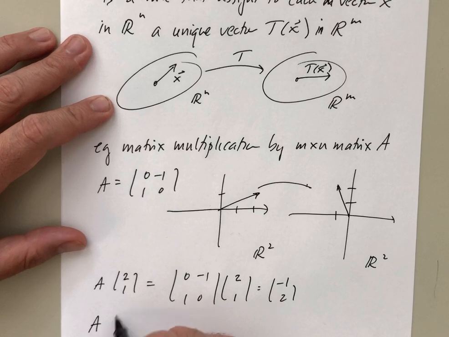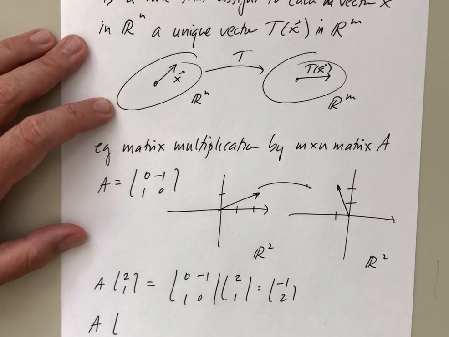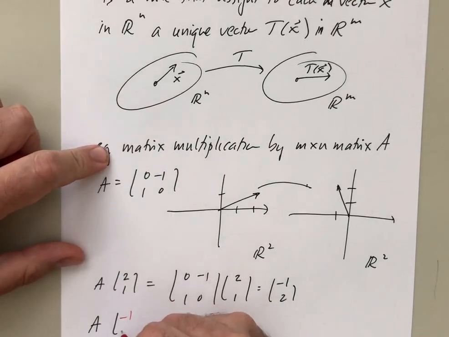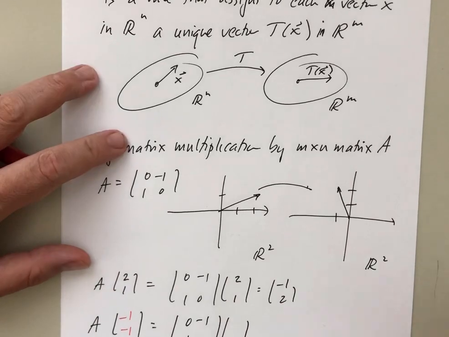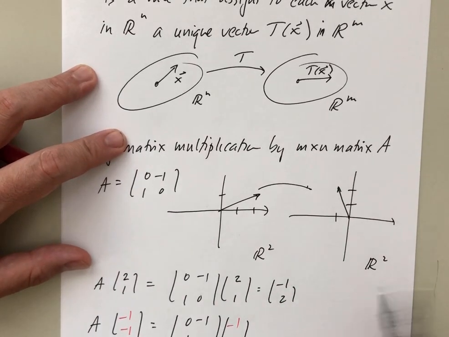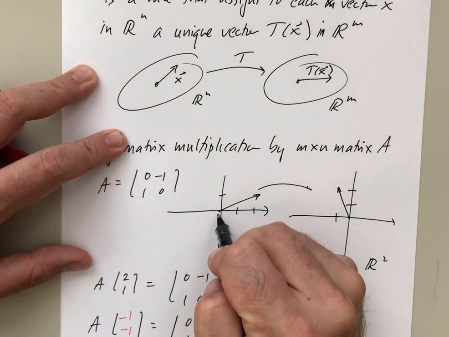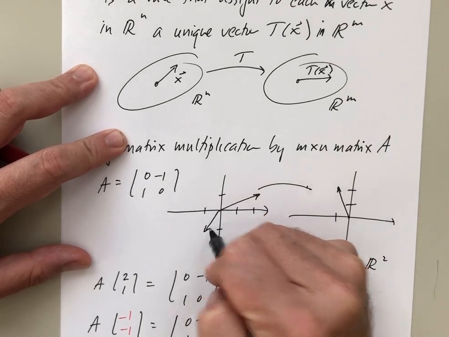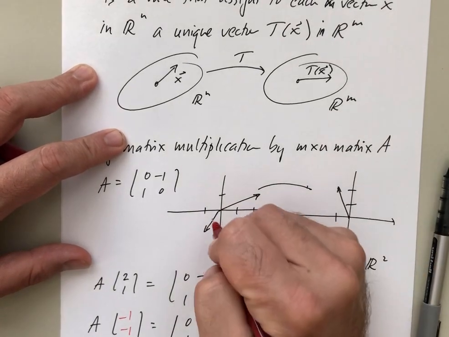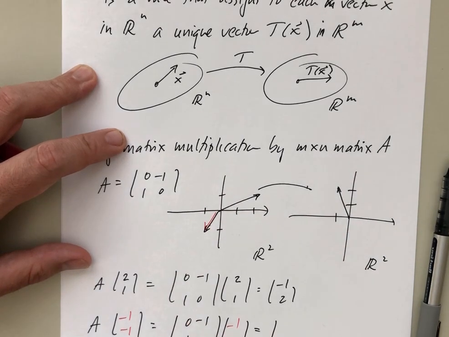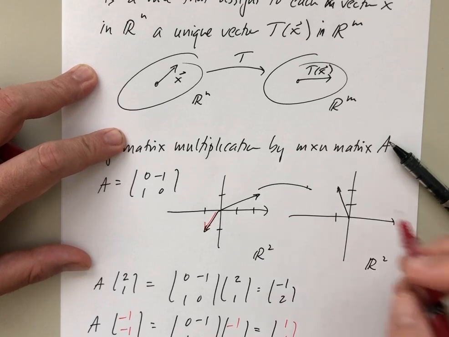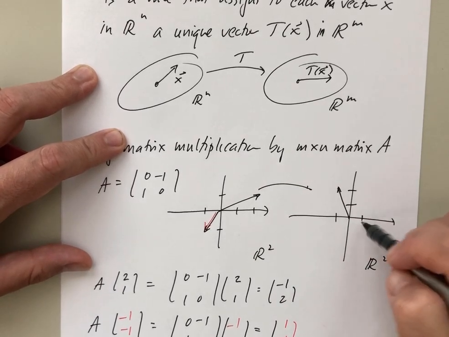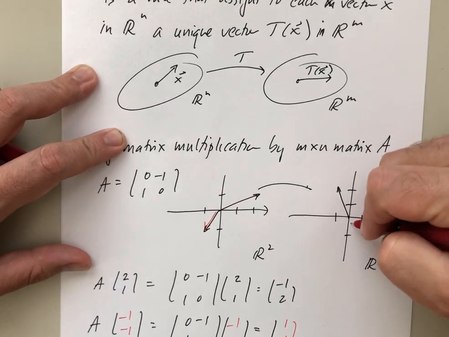And A times, let's do another one. I have a different color here, so what if I do 0, minus 1, 1, 0 times, let's say, minus 1, 1? So now I'm taking this vector here. I want to make that red, of course. Okay, and where does that go? So that goes to the vector 1, minus 1. So it goes to 1, minus 1, which is this guy here.